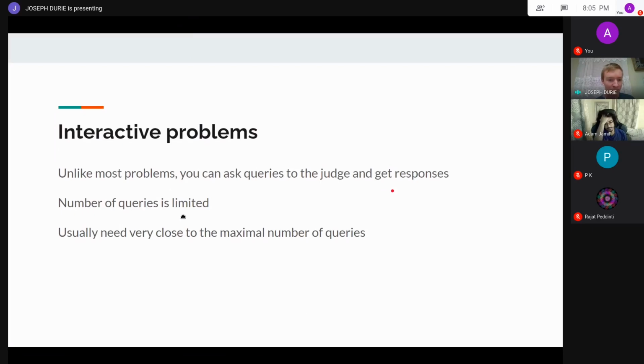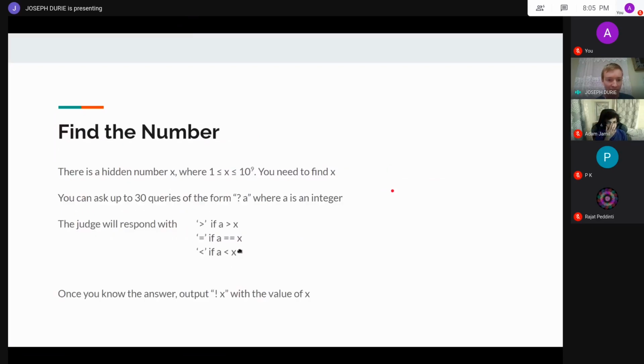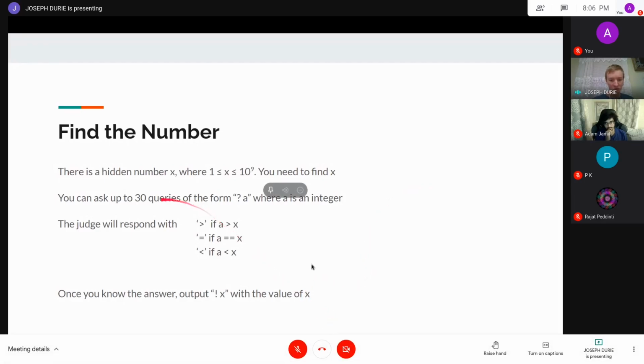So the first problem, as a warm-up, is, okay, so there's a hidden number between 1 and 10 to the 9, and you need to find it. And you can ask queries, basically you query a number, and the judge will tell you if your number is too big, too small, or equal to the hidden number. And we want to find x in at most 30 queries. So anyone have ideas on how to do this?